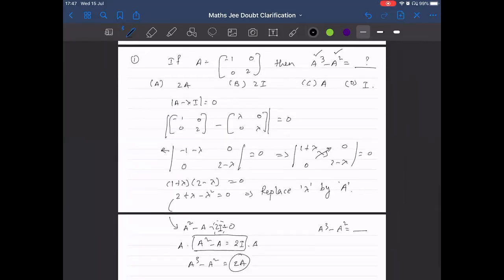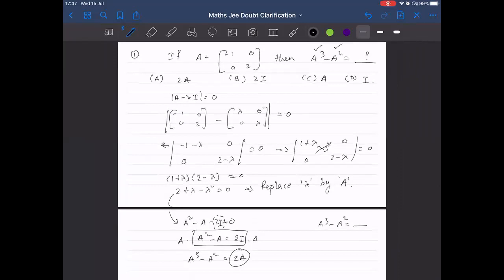So we'll try to keep it like this. You can note it down. So this is the characteristic equation of a matrix. You can form the characteristic equation of any square matrix just by using this equation.